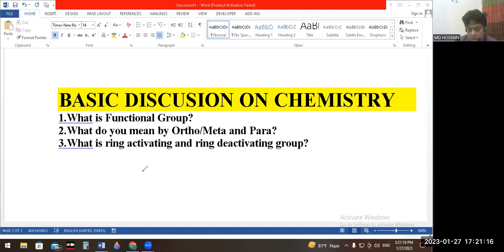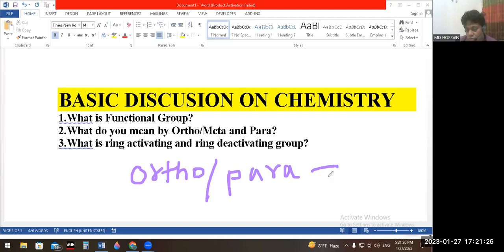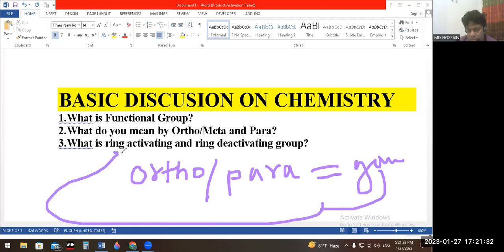Which ones? The ortho and para indicating groups. These are electron activating groups. So all species which are ortho and para indicators are known as ring activating groups or electron donating groups.